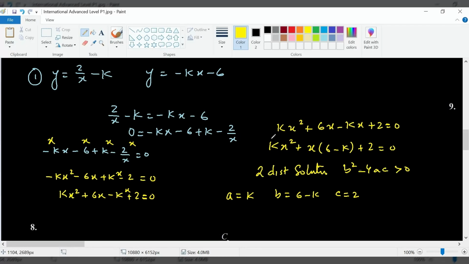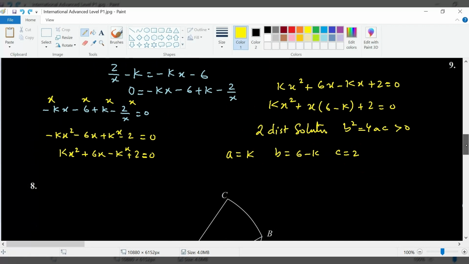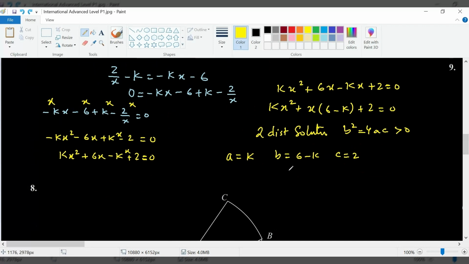As you can see, the value of a is k, the value of b is 6 minus k, and the value of c is plus 2. So these three things are going to be substituted in the quadratic formula. Or there is something else that we can do. In here we have (6 minus k) squared minus 4 times a, which is k, times c, which is 2, should be greater than 0.